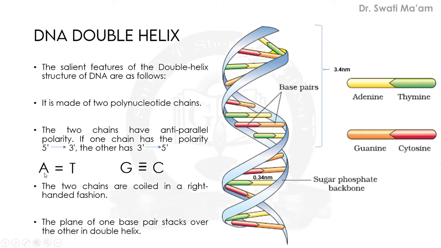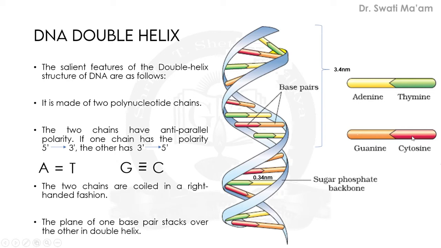And adenine will pair with thymine with 2 weak hydrogen bonds, and guanine will be forming a bond with cytosine, and here 3 weak hydrogen bonds will be formed. This type of combination I've shown you in this way also, adenine with thymine and guanine with cytosine.